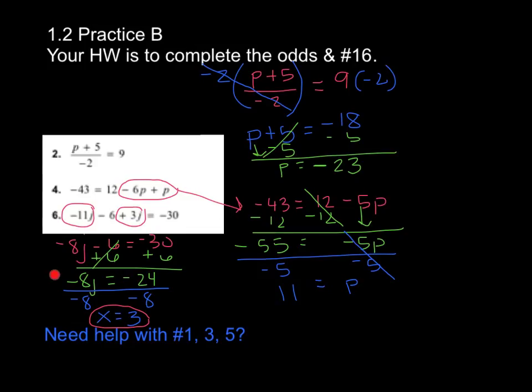Then the opposite of multiplying by negative 8 would be to divide both sides by negative 8. Negative 8 divided by negative 8 gives me 1j. Oh, I just noticed, look, I replaced that variable with x. Same thing, j, x, whatever works for you. And then negative 24 divided by negative 8 is positive 3.